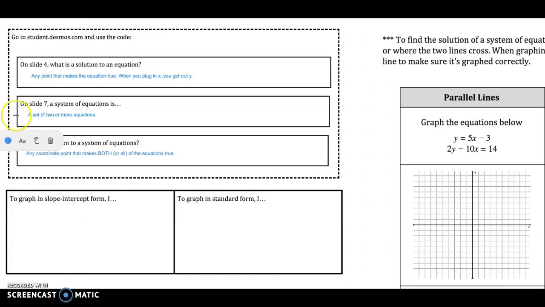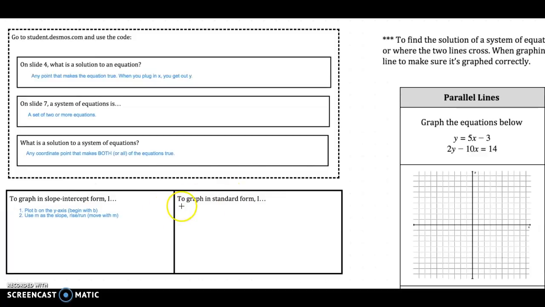To graph in slope-intercept form, we have 2 steps. Step 1 is to plot b on the y-axis. b is our y-intercept. We begin with b. Then step 2 is to use m as the slope, which is rise over run, and we call that moving with m. So that's if something is in slope-intercept form.